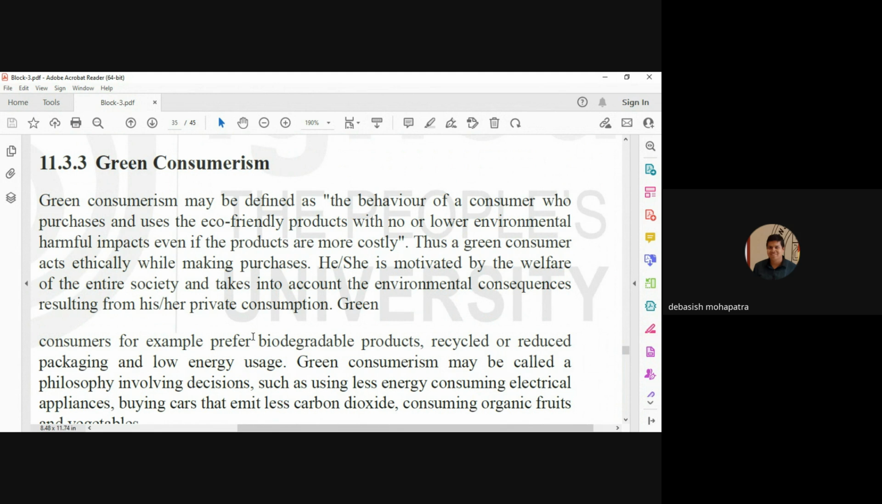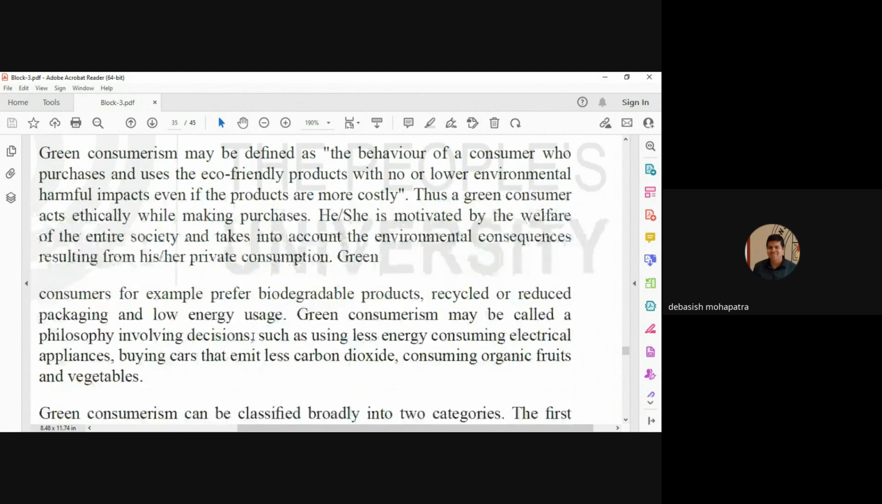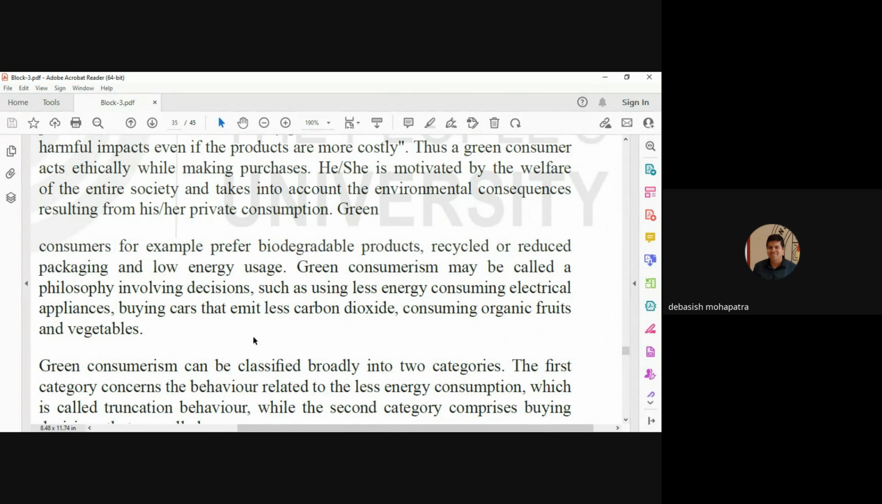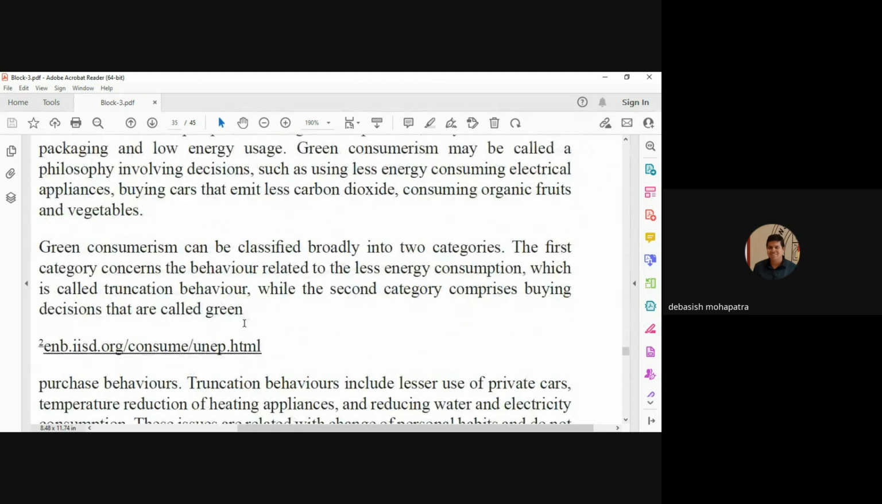He or she is motivated by the welfare of the entire society and takes into account the environmental consequences resulting from his or her private consumption. Green consumers, for example, prefer biodegradable products, recycle or reduce packaging, and use less energy. Green consumerism may be called a philosophy involving decisions such as using less energy, consuming energy-efficient electrical appliances, buying cars that emit less carbon dioxide, and consuming organic fruits and vegetables.